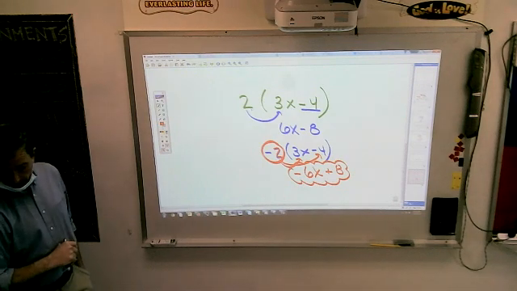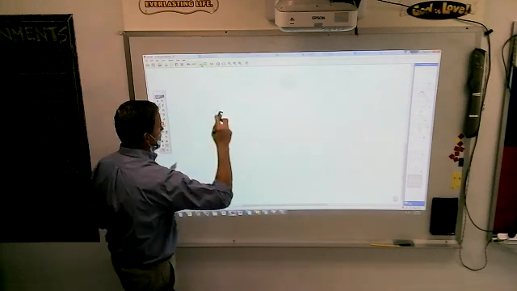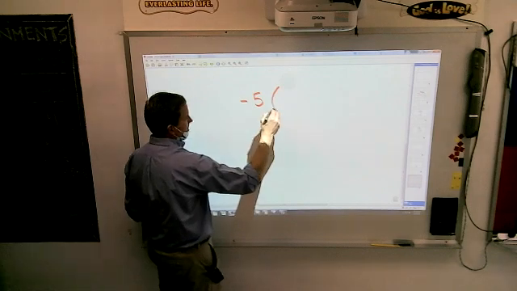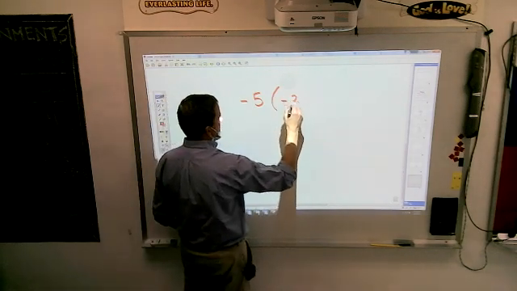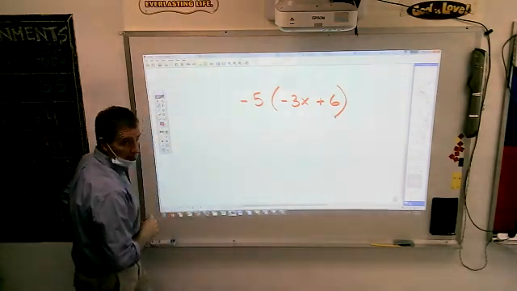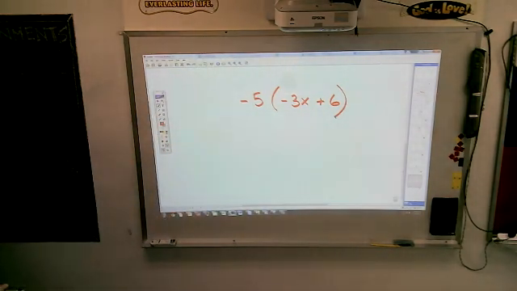Everybody seems to be excited about that, right? Oh, yeah. Let me give you another one. How about you try this? What would a negative 5 times, in parentheses, negative 3x plus 6 be? Tell me what you get if you were to use the distributive property there. Negative 5 times, in parentheses, negative 3x plus 6.